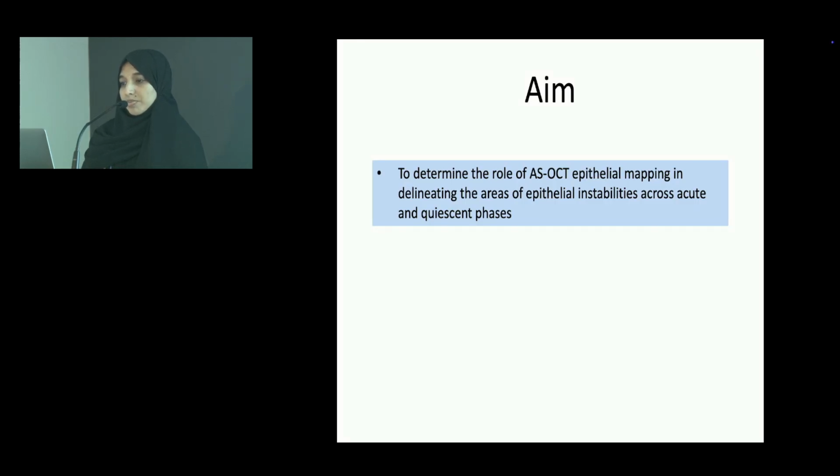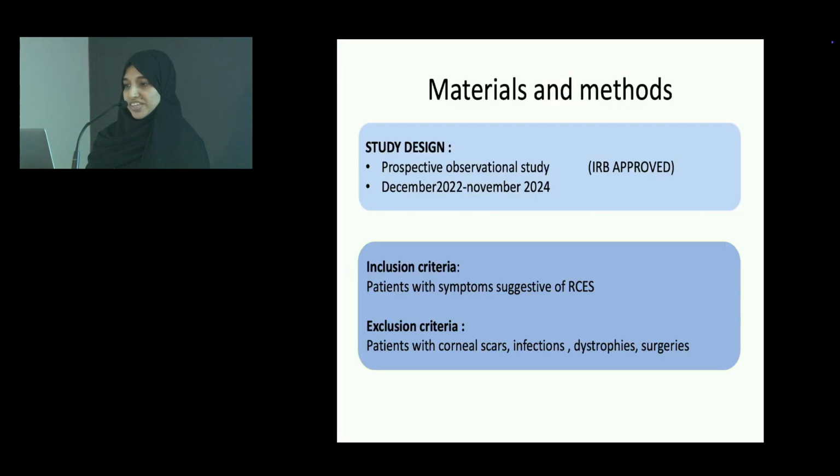So here, our aim is to determine the role of ASOCT epithelial mapping in delineating the areas of epithelial instabilities across the acute and quiescent phases.